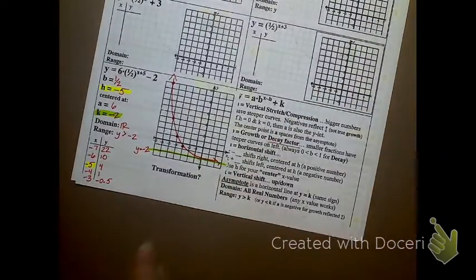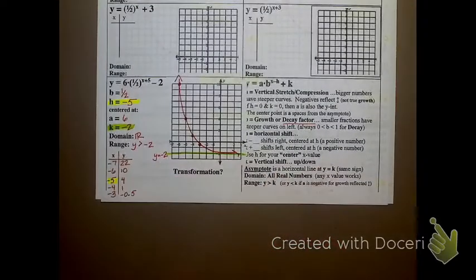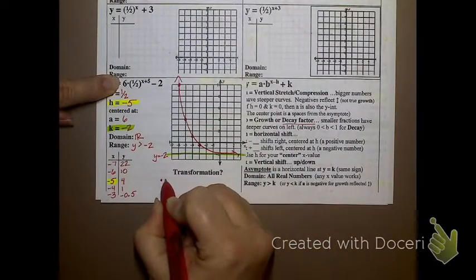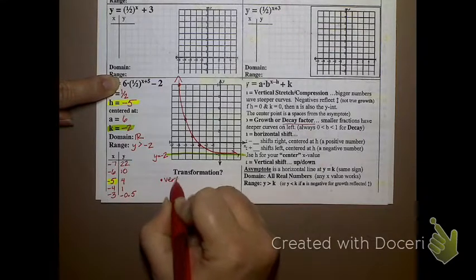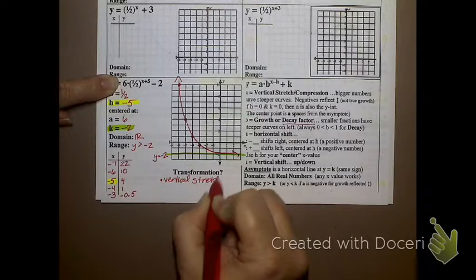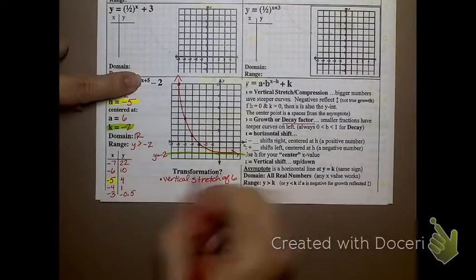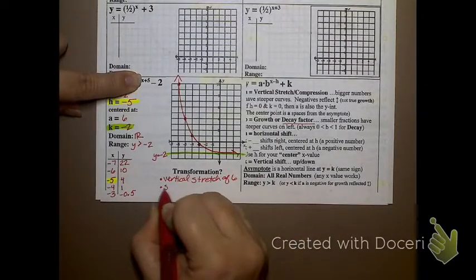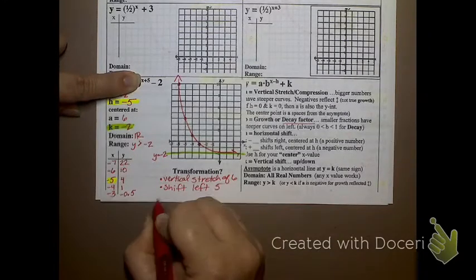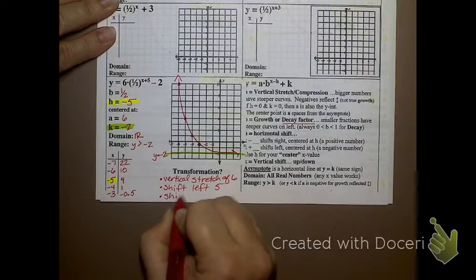Okay? Now, since I have a little bit of extra time, actually, let me finish this one first. Transformation, what did that 6 mean? I have a vertical stretch of 6. I've trained you guys well. I have a shift how? Left 5. Down 2. And a shift down 2. Happy second.